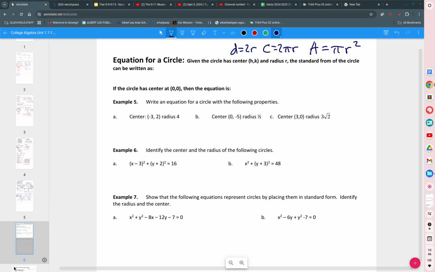These are geometry type formulas that relate pieces of the circle. For example, diameter is twice the radius, circumference is 2 pi r, area is pi r squared. That's all stuff that you should try to commit to memory, depending on what kind of score you want on the ACT. That's stuff we want to familiarize ourselves with.